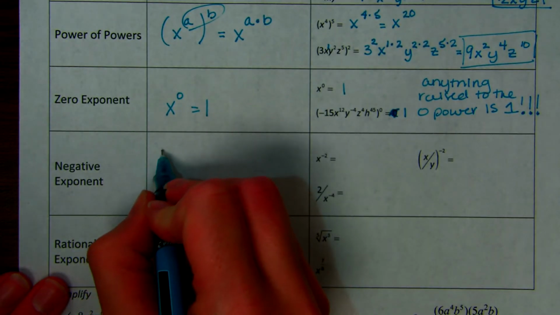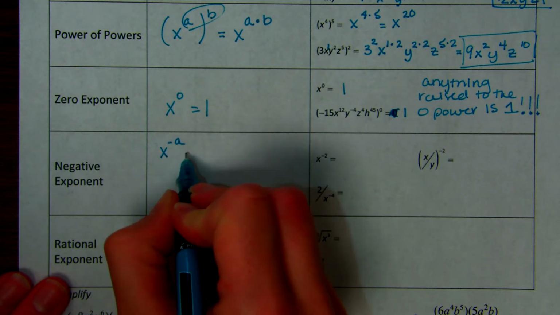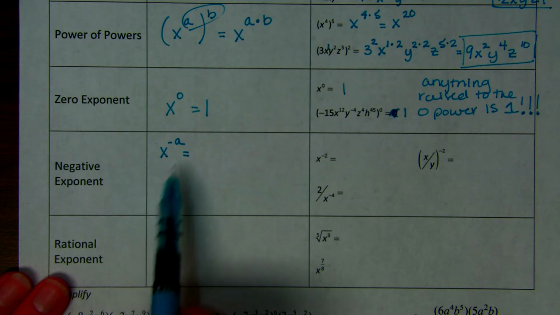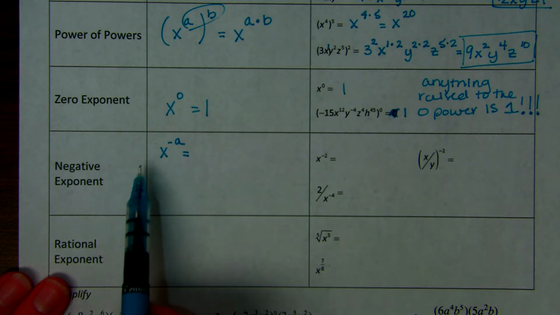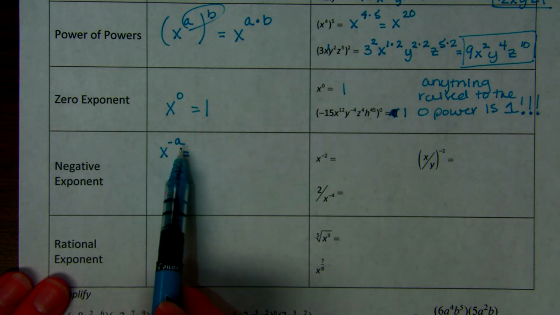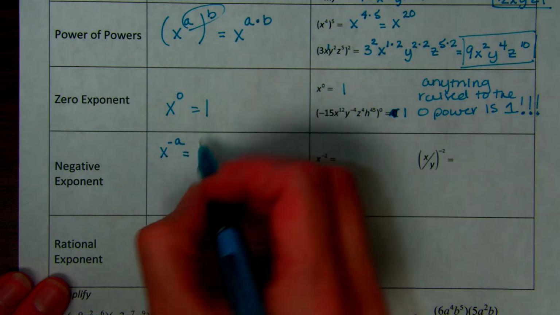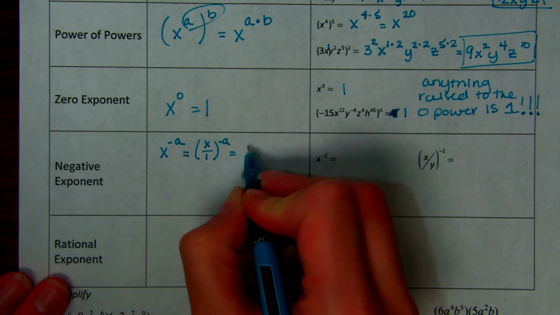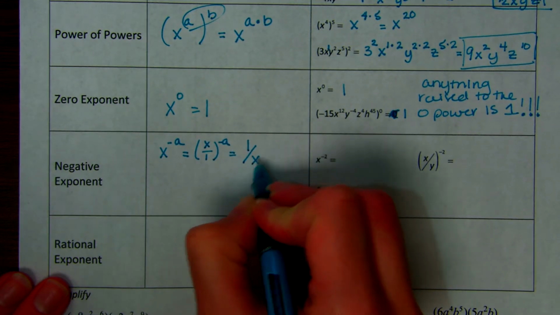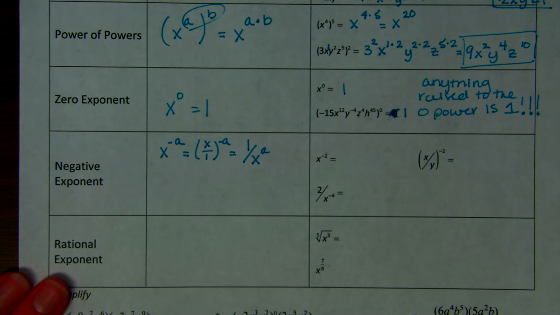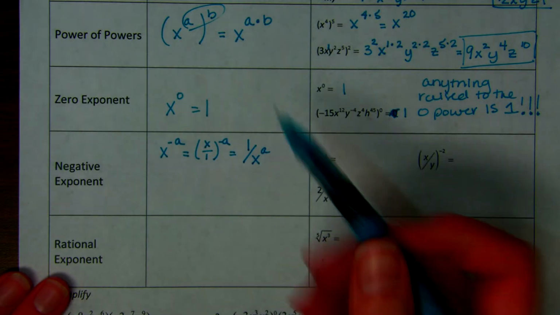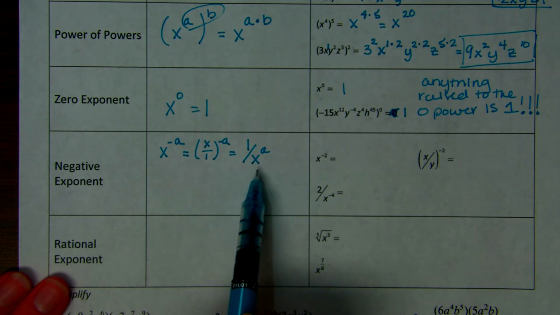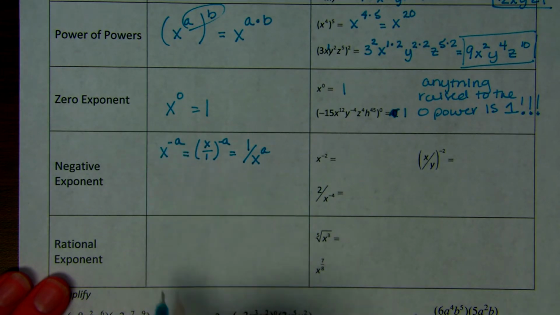If you have a negative exponent, that is telling you that you need to move that term. It's telling you to flip whatever is being raised to the exponent. So x to the negative a is like saying x over 1 to the negative a, and so that is 1 over x to the a power. Because this x was not part of a fraction, we throw it into the denominator of a fraction. That's what that negative exponent means.